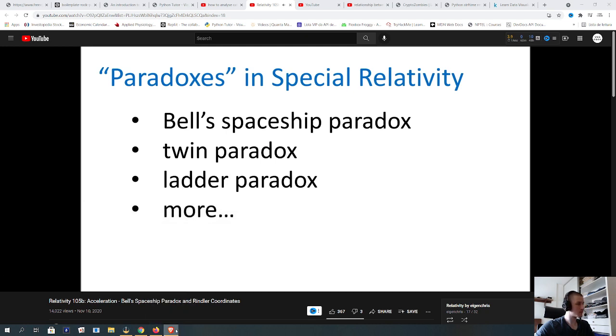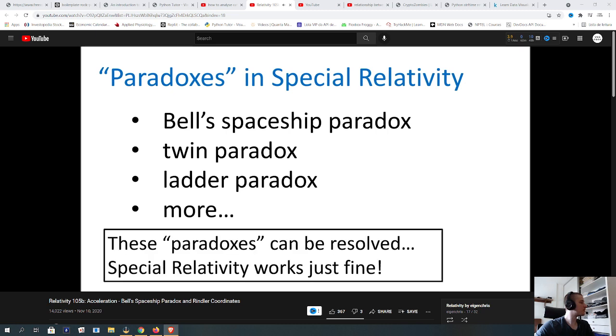At first, these paradoxes seem like contradictions that indicate flaws in special relativity, but more careful thinking reveals that there is no paradox at all and special relativity works just fine. Bell's spaceship paradox works like this.